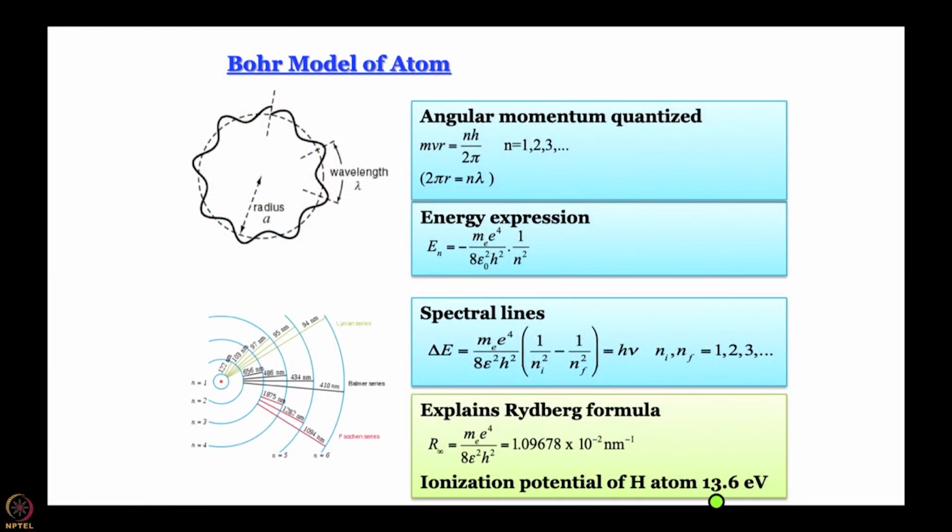Also, one can work out the ionization potential for hydrogen atom, and the experimental value of 13.6 electron volt is reproduced very nicely using Bohr theory. So, success of Bohr theory is that it can give you very precise values of physical quantities associated with hydrogen atom. The problem with Bohr theory is that it does not work beyond the hydrogen atom.